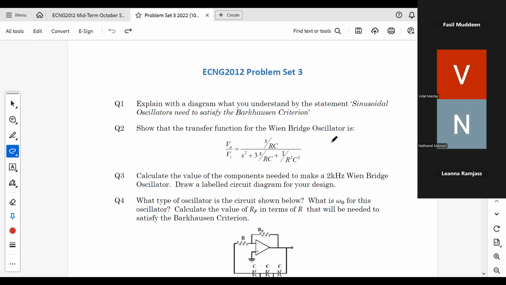Okay? And then question 3, of course, if you want to design it, there are 2 resistors and 2 capacitors that are equal. And I always tell you, if you're designing any of these circuits with resistors and capacitors, you choose the capacitor first and calculate the resistor. Because for capacitors, you don't have that wide a range of values to pick. So you pick a capacitor value and you calculate the resistance.